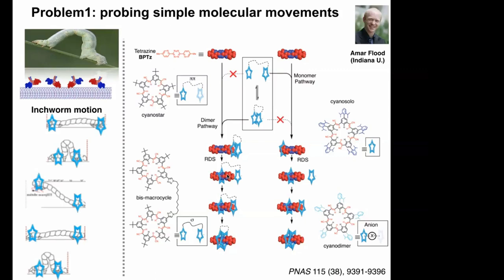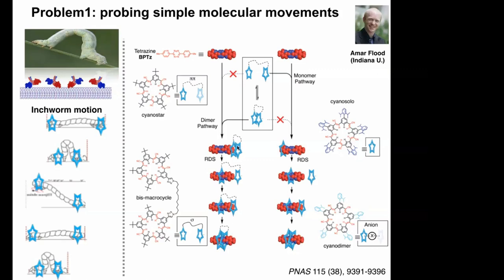As opposed to that, it can easily be that when this threading event happens, the dimerization properties of cyanostar are not going to be as important. So the first one comes in, and the second one coming in and displacing it is essentially a different event altogether. So these are two possible mechanisms.